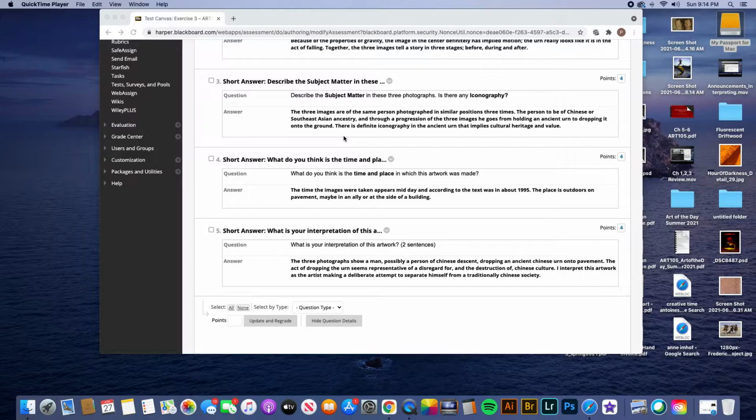Describe the subject matter in these 3 photographs. Is there any iconography? The 3 images are of the same person photographed in similar positions 3 times. The person looks to be of Chinese or Southeast Asian ancestry, and through a progression of the 3 images, he goes from holding an ancient urn to dropping it onto the ground. There is definite iconography in the ancient urn that implies cultural heritage and value.